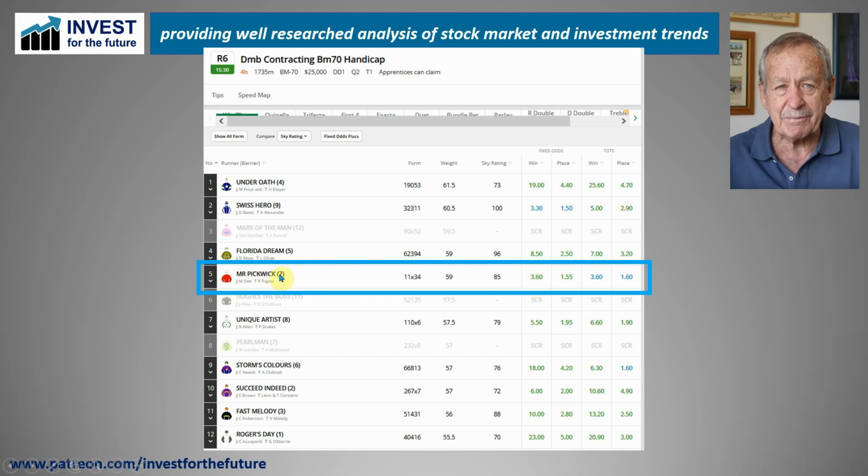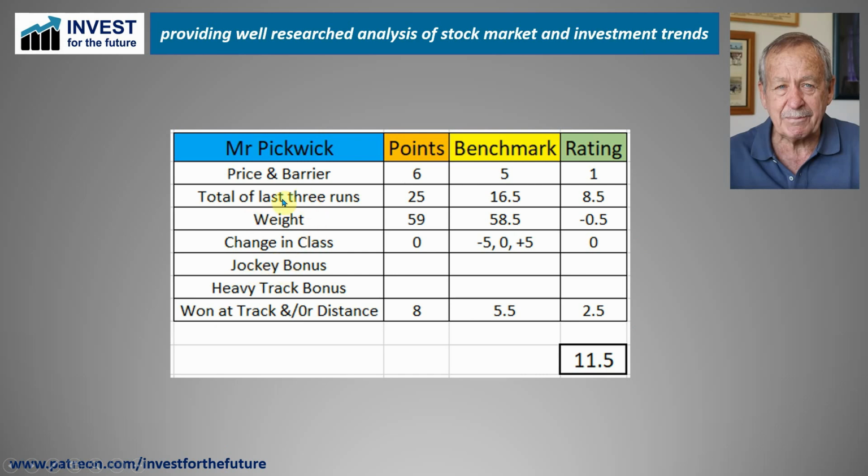It's drawn in barrier 7, which is only a fair barrier, and so therefore when we look at its point score for price and barrier, it gets 6 points because it's a fair barrier and it's the second favourite. The benchmark is 5, and so therefore it gets a rating of 1.